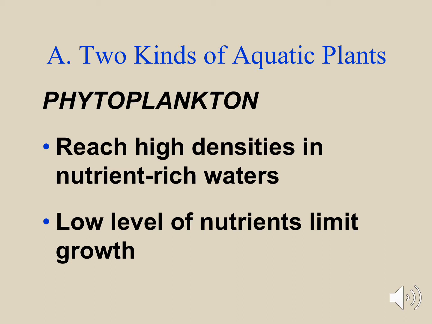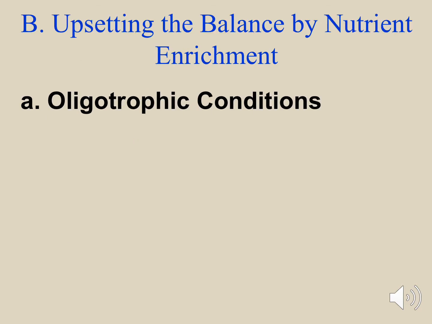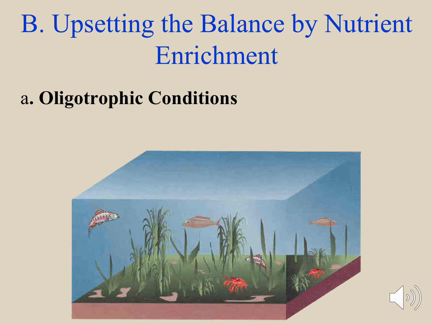So we have benthic plants and we have phytoplankton. We have lakes that are either rich in nutrients or lakes that are poor in nutrients. So let's go through that aspect. Let's talk about nutrient-poor conditions. Nutrient-poor conditions in water bodies are referred to as oligotrophic conditions. This block diagram shows you an idealized setting with oligotrophic conditions. Oligotrophic conditions mean that we are nutrient poor. There's a limited amount of nitrogen and phosphorus in the system.